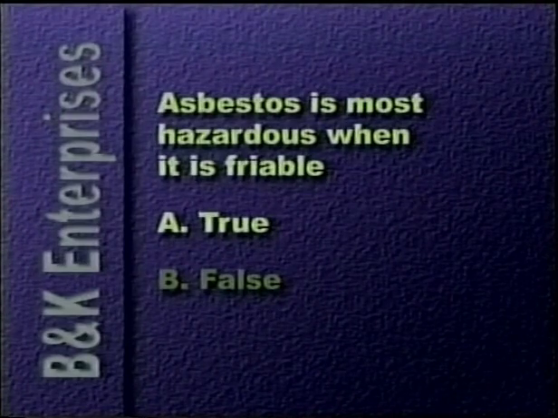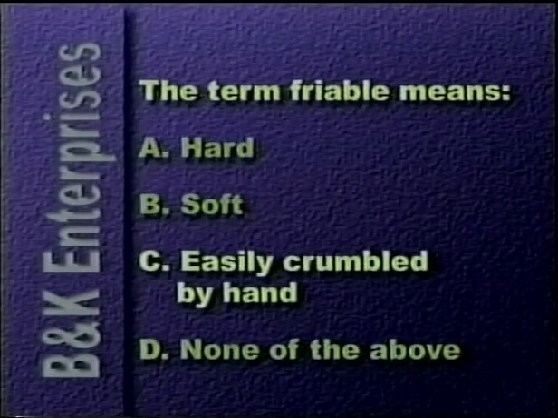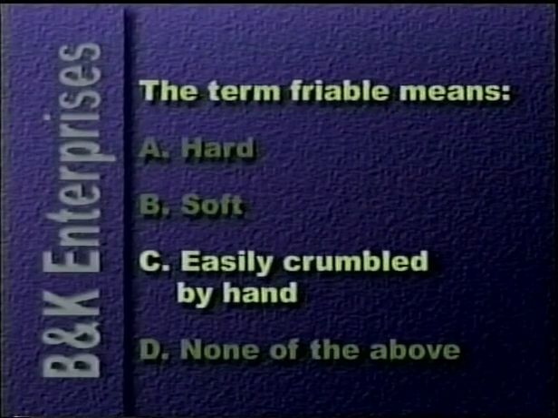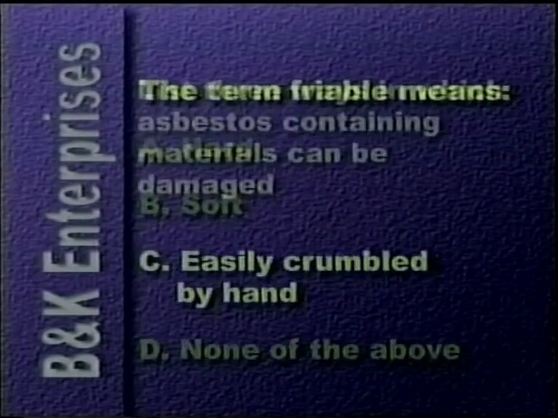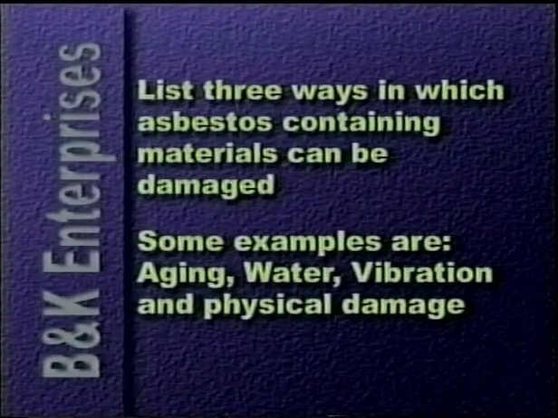Number 19. The term friable means A, hard, B, soft, C, easily crumbled by hand, or D, none of the above. The correct answer is C, easily crumbled by hand. Number 20. List 3 ways in which asbestos-containing materials can be damaged. Some examples are aging, water, vibration, and physical damage.